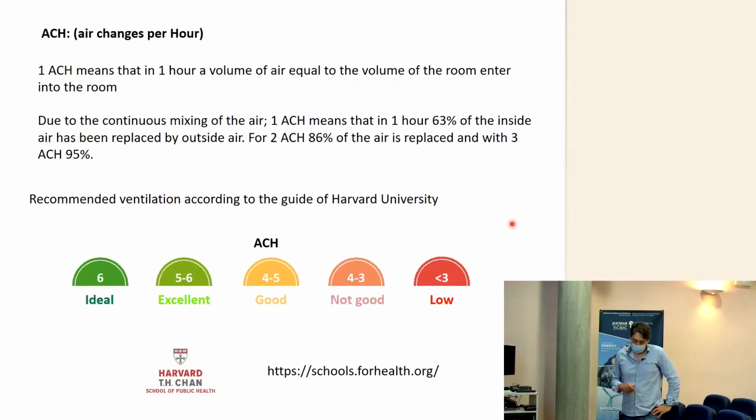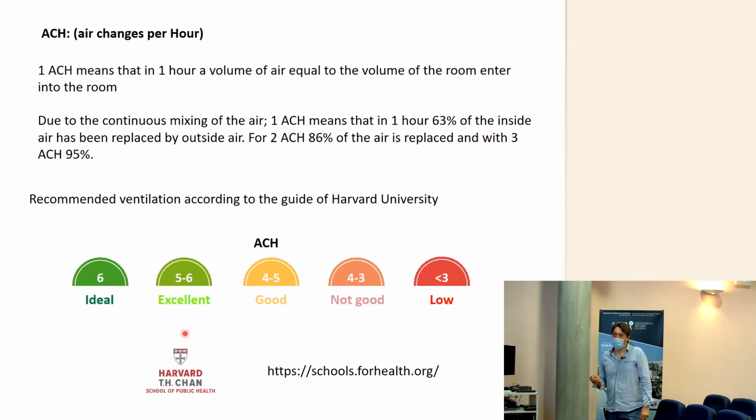So let's go back to the question of how we know if we are really well ventilated. One of the measurements that tells us how well a room is ventilated is called the air change per hour. Basically, one air change per hour means that in 1 hour a volume equal to the volume of the room enters into the room, because the air is mixing. Actually, one ACH doesn't mean that you change all the air inside the room, but it changes probably around 60% of the air. For 2 ACH, you have 80% of change, and for 3, 95%.